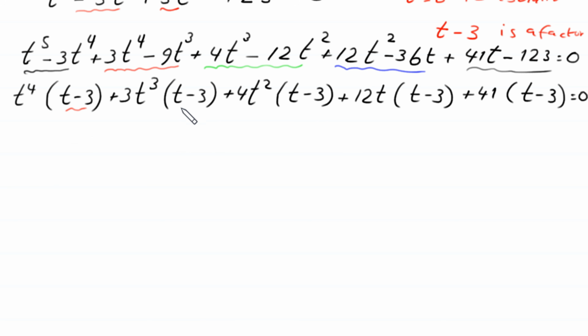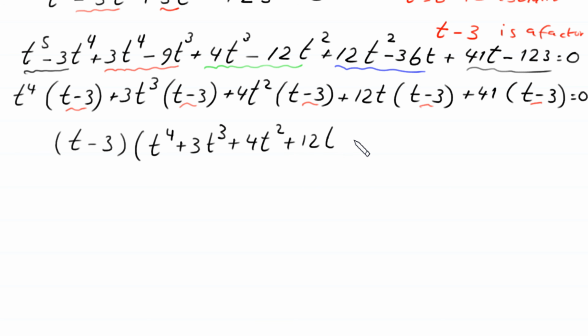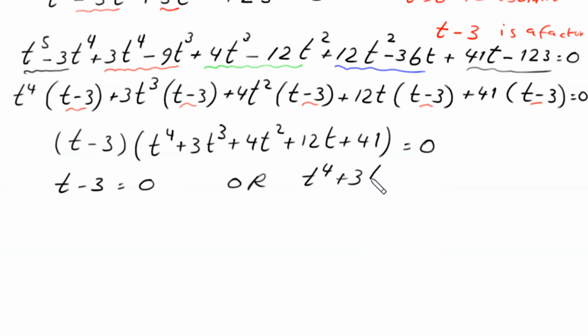Now this expression t minus 3 is common, so we factor out this t minus 3, and in bracket left t to the power 4 plus 3t cubed plus 4t squared plus 12 times t plus 41 is equal to 0. From here either this expression t minus 3 is equal to 0, or this expression t to the power 4 plus 3t cubed plus 4t squared plus 12 times t plus 41 is equal to 0.